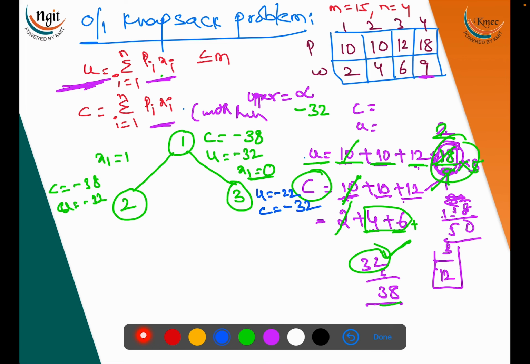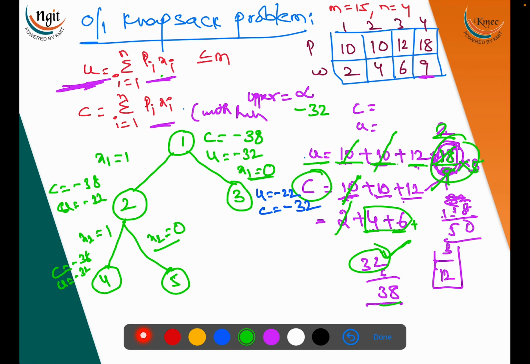Okay. Now let us have the x2 object inside the bag. So there won't be any change. The same value, C is equal to minus 38, U is equal to minus 32. If you will not place x2, then let's see the values of U and C. So x2 is 0. x2 is 0 means what? This 10 will get out of the picture. That means this 10, this 12 will be there. 10 plus 12 is what? 22.